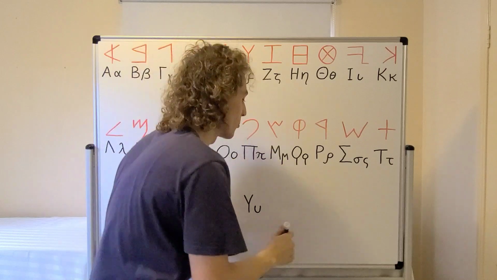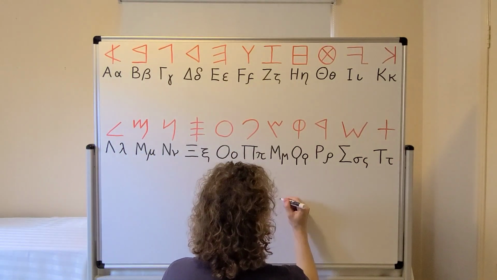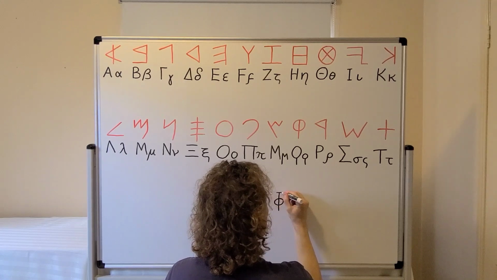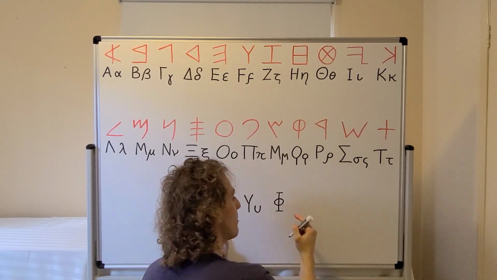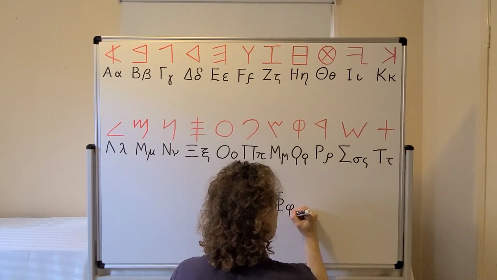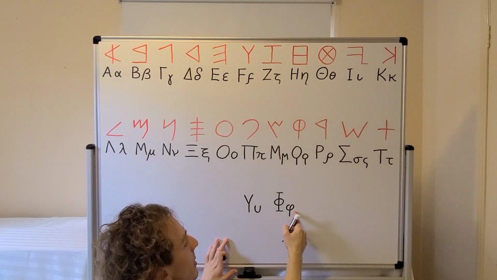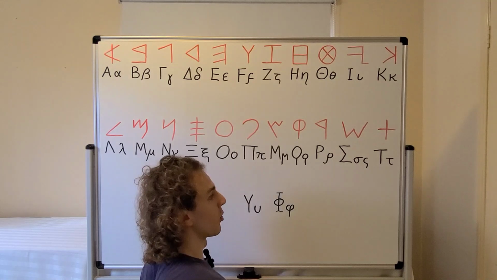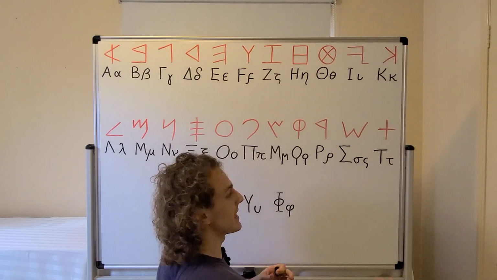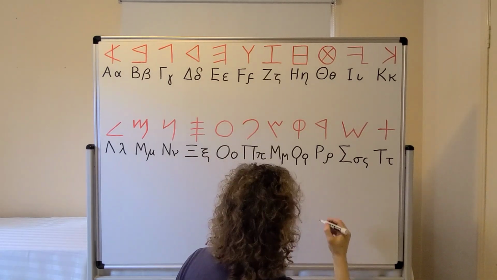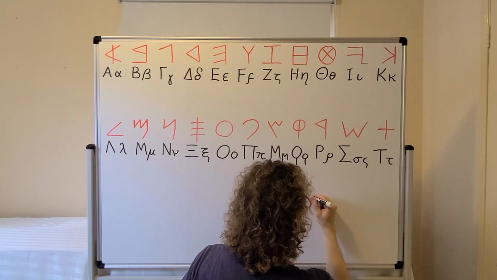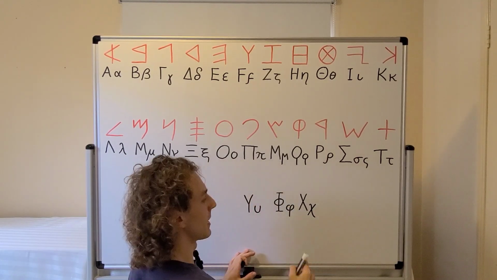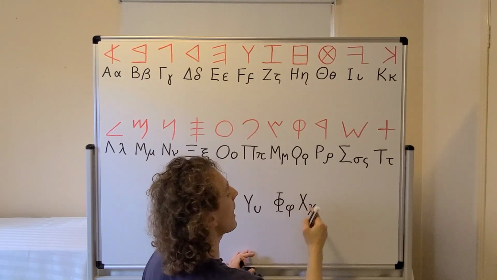After upsilon, we have phi. So we'll put phi over here. Phi can also be pronounced fee. This is the capital phi, and this is the lowercase phi. The next letter is chi, or khi. So chi is another pronunciation of khi. And this is the capital, and this is the lowercase. So this is chi, or khi.